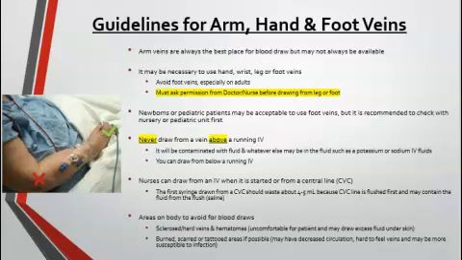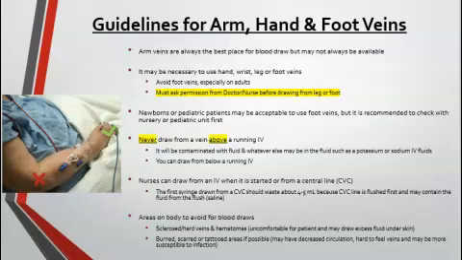It also may be necessary to use a hand or wrist, leg, or foot vein to complete blood draws, but we usually try to avoid foot or leg veins, especially on adults. If for some reason that's the only option and you have to draw from a foot or a leg, you have to obtain permission from the doctor or nurse.